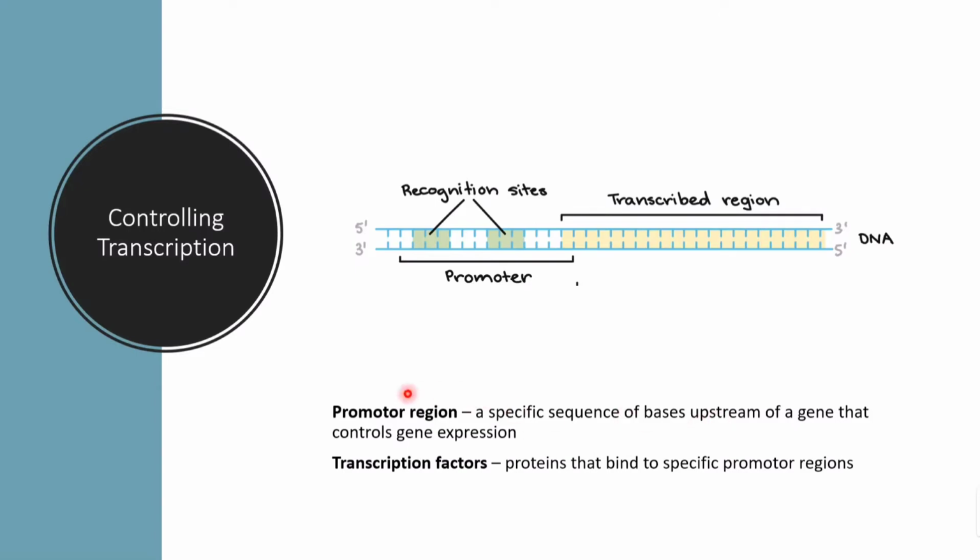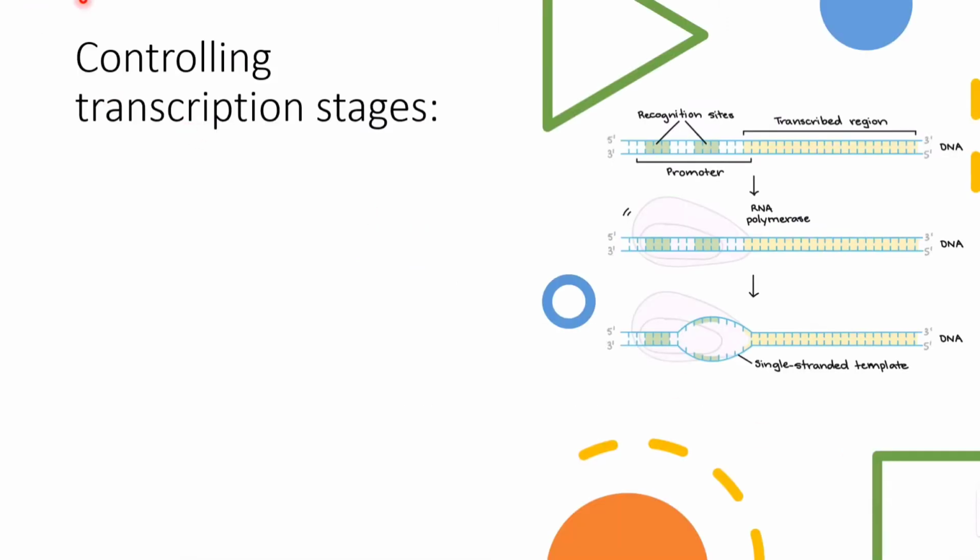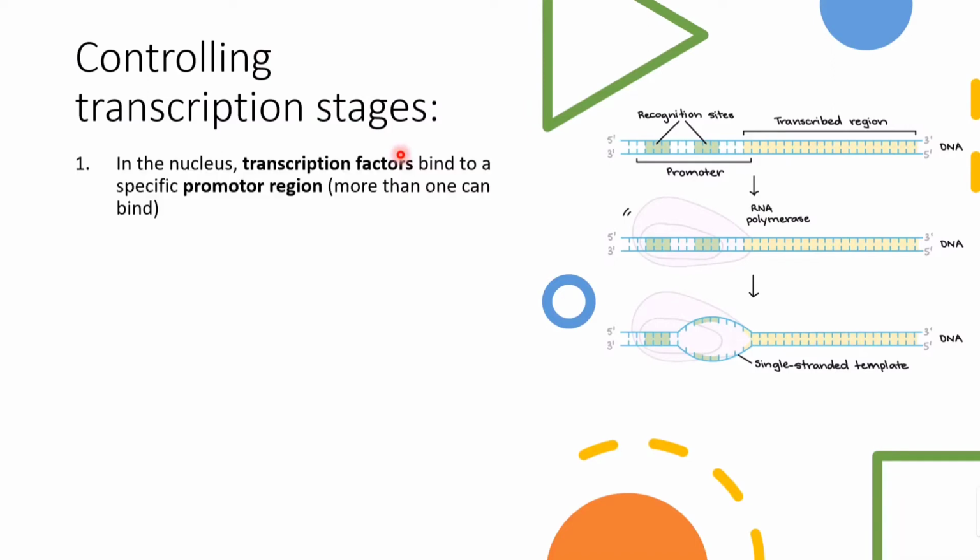Then there are transcription factors. So these are proteins that bind to specific promoter regions, and we'll see their uses now. So the controlling transcription stages. So first, in the nucleus, because this is where our transcription occurs, transcription factors bind to a specific promoter region.